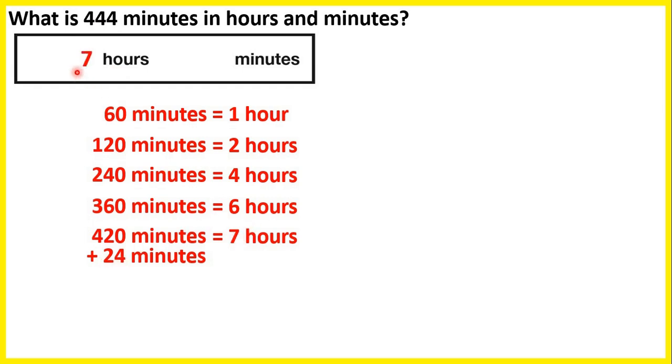So we have 7 hours and 24 minutes because 7 times 60 is 420, and then from that we need another 24 to get to 444.